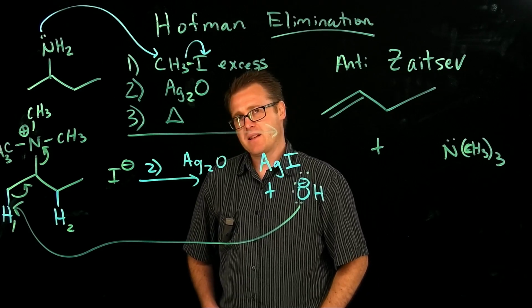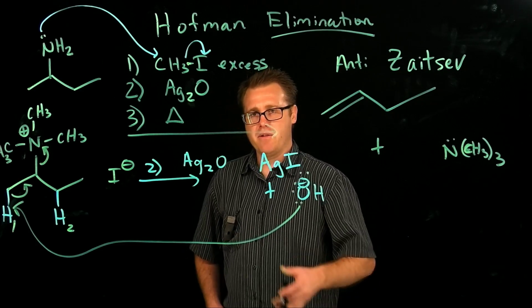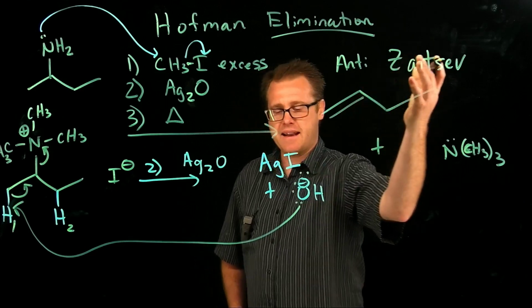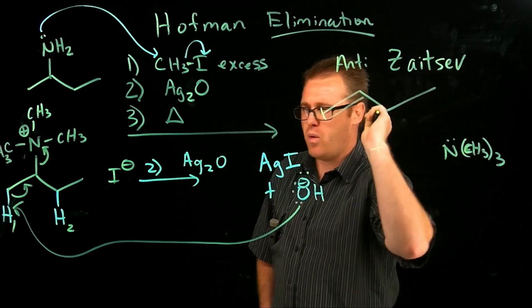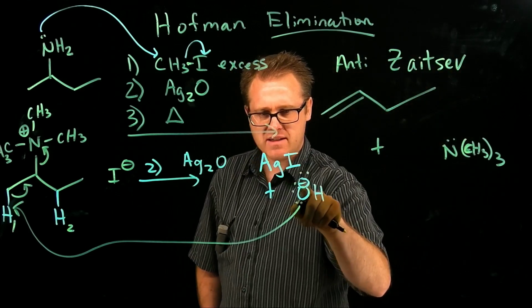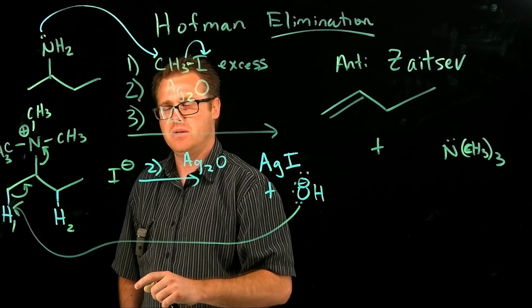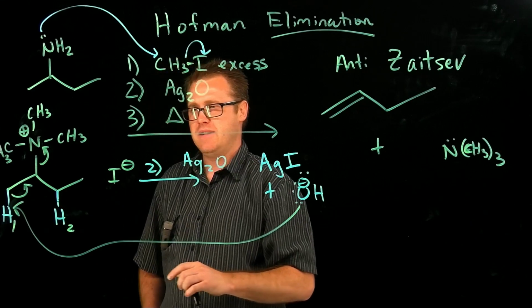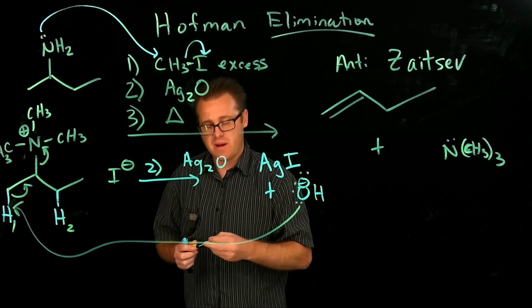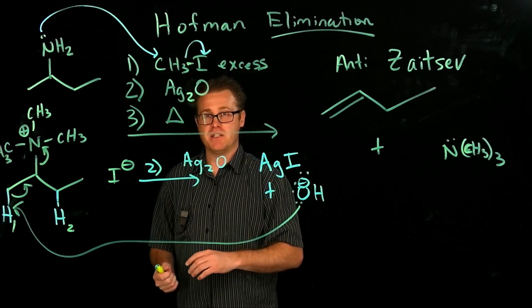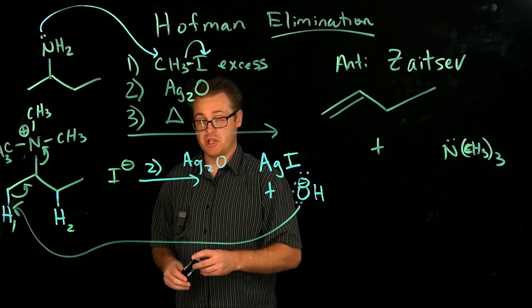So it begs the question then, I've already told you the answer, that it's an anti-Zaitsev product. But why? Why does this hydroxide right here not come and abstract proton 2? The best way to answer and explain that question is by looking at some Newman projections.